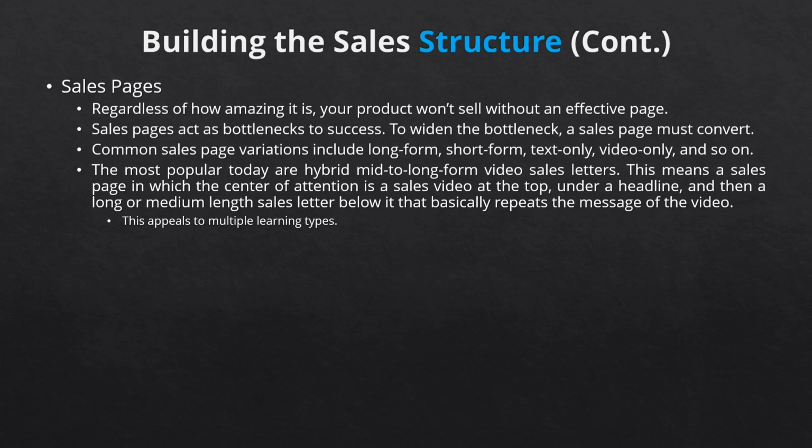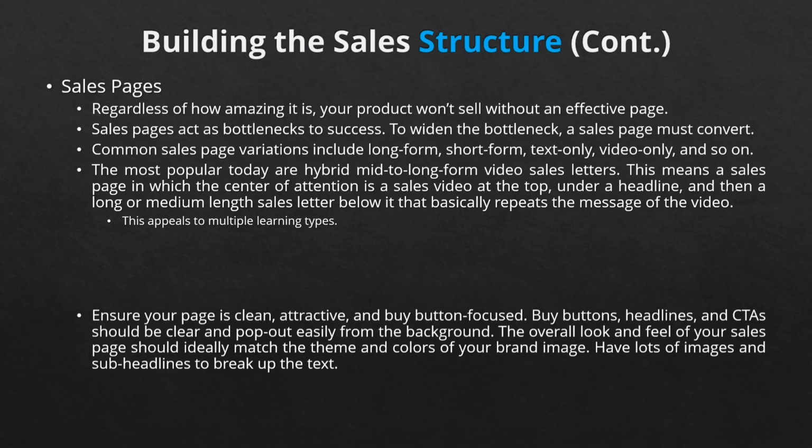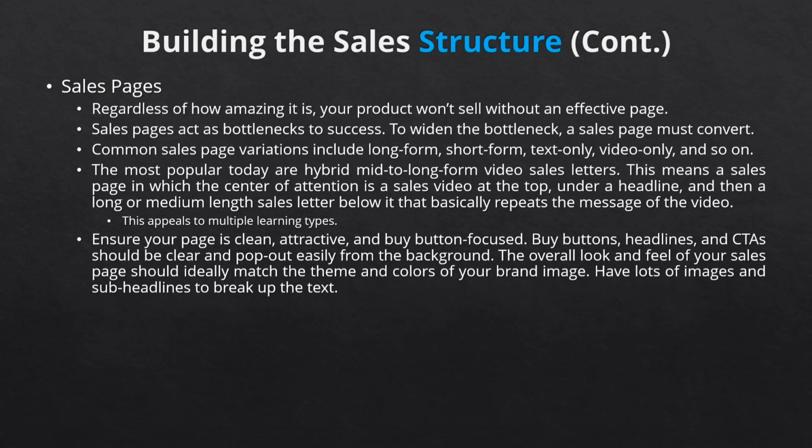Whatever style you choose, make sure to keep it clean-looking, attractive, and have every element and aspect of it pointing towards your main goal: conversions. Buy buttons, headlines, and calls to action, or CTAs, should be clear and pop out easily from the background, so ensure you're using contrasting colors. The overall look and feel of your sales page should ideally match the theme and colors of your brand image. Ideally, a page like this will have lots of images and subheadlines to break up the text. Because a sales page is such a vital part of your success, it's something you should really consider outsourcing if you're not already good at it.